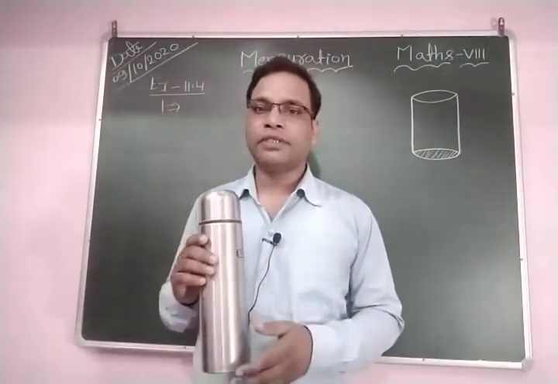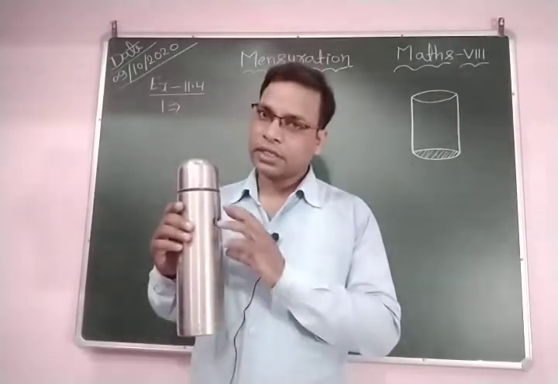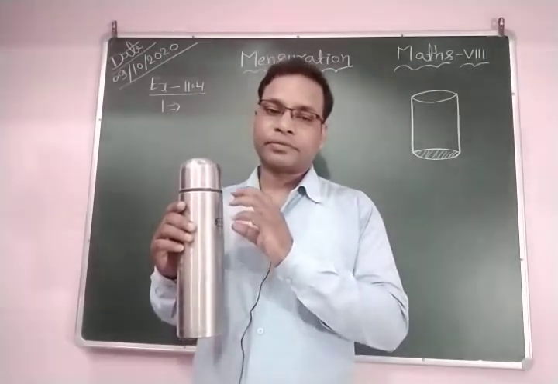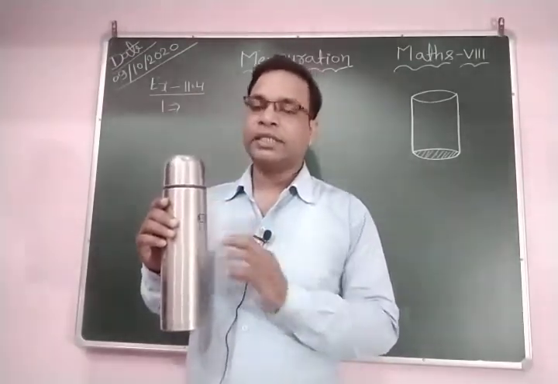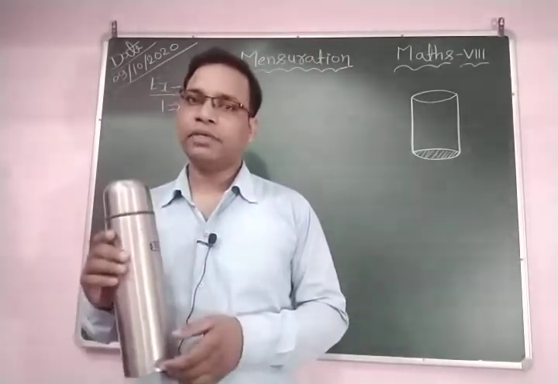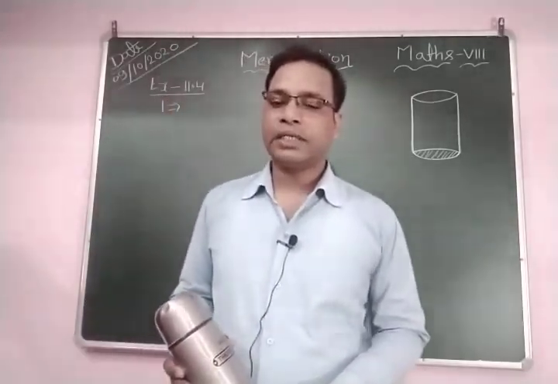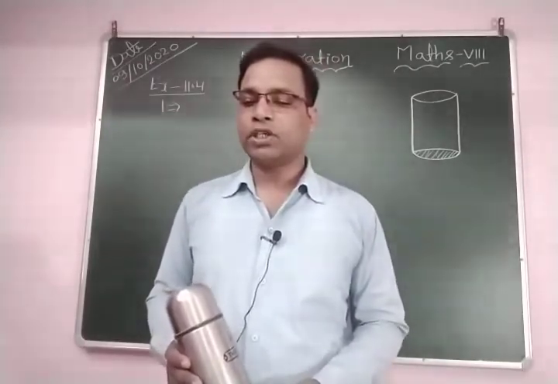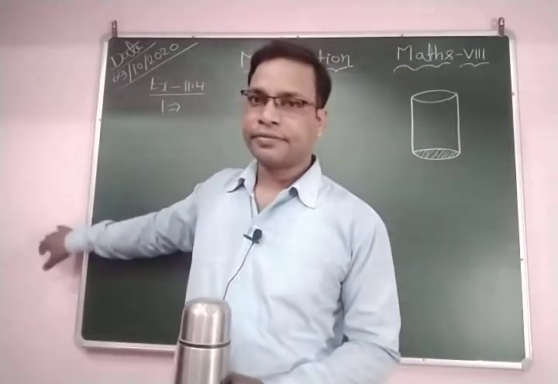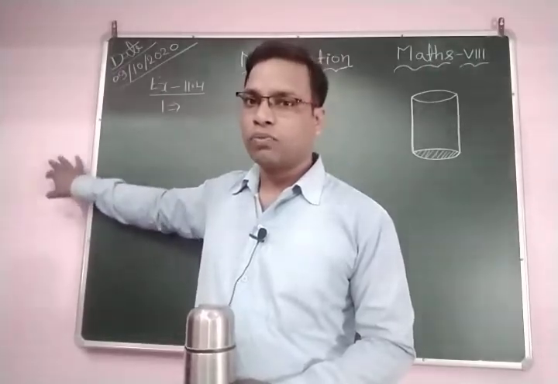Clear? The first part is to find how much it can hold, meaning how much quantity of water it can hold. So in this condition we find the volume of cylindrical tanks. Now the second part, B, of question number 1 is the number of cement bags required to plaster it. You can see this surface, how many cement bags are required to plaster this surface.